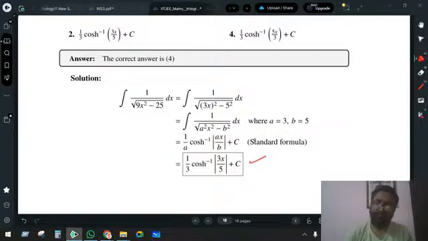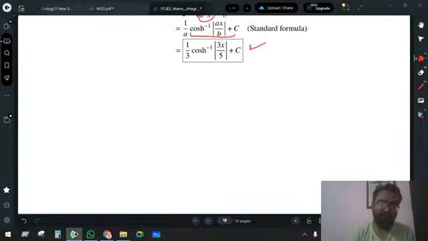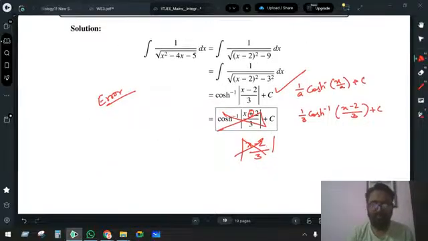Sir, a is equal to 3. No, here ax square is there. It is not x square, it is ax whole square. So 1 by a will come as a part of integration, but this is your standard form. So here this is right, and there it will be. This is right. Sir, if it is ax, we will get.